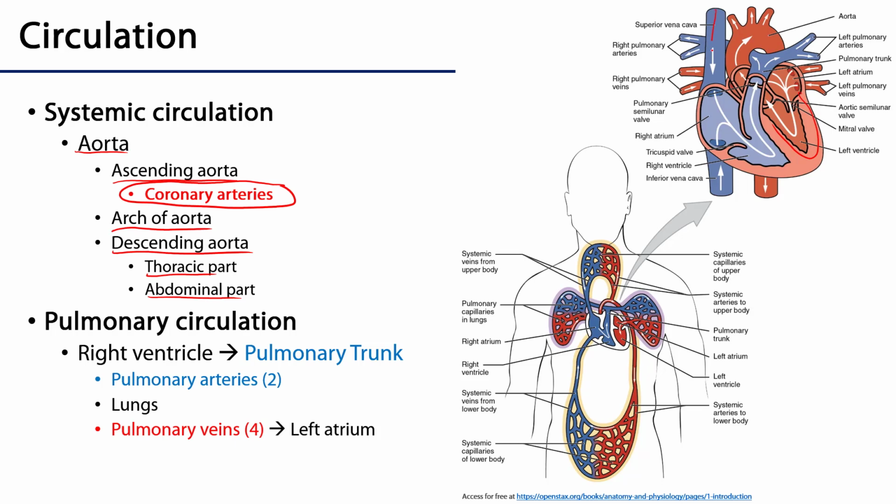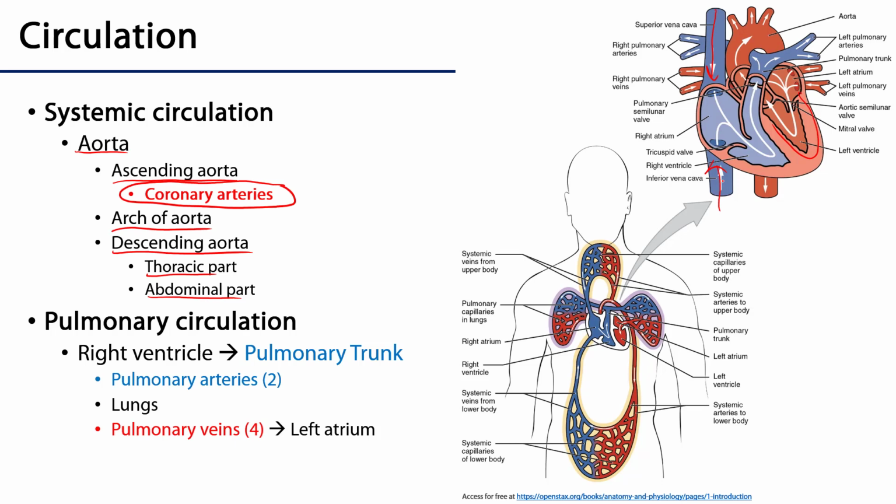So superior vena cava drains regions superior to the diaphragm, inferior vena cava drains regions inferior to the diaphragm, and the coronary sinus drains the various tributaries that drain the heart directly. We can contrast this with pulmonary circulation.